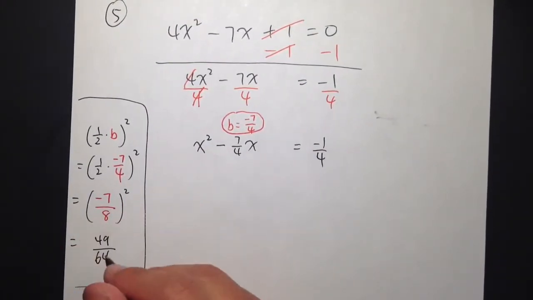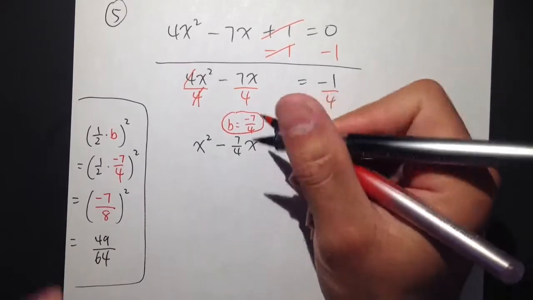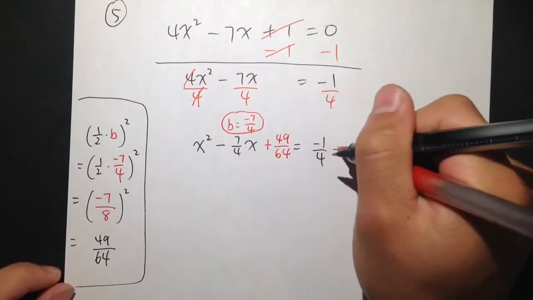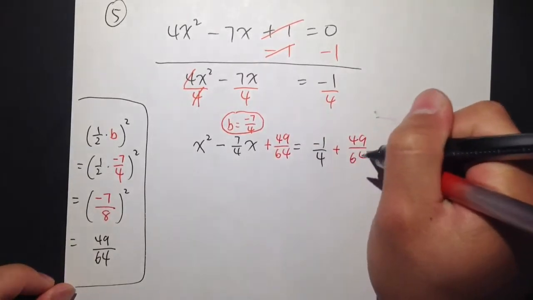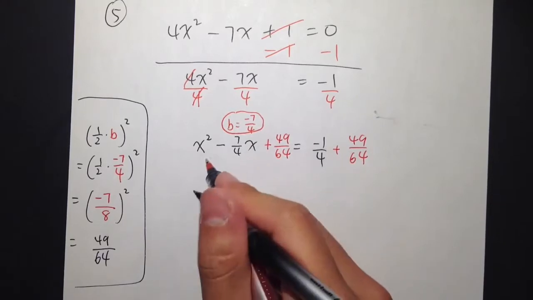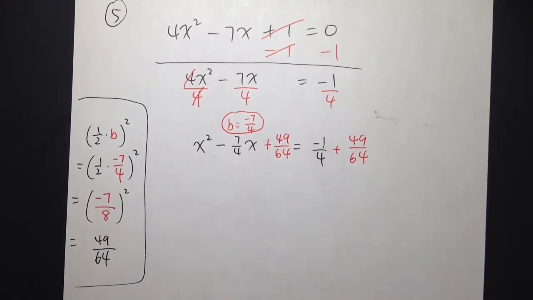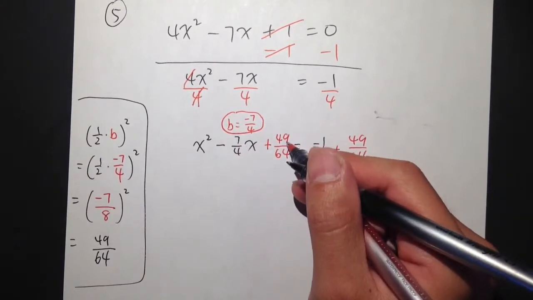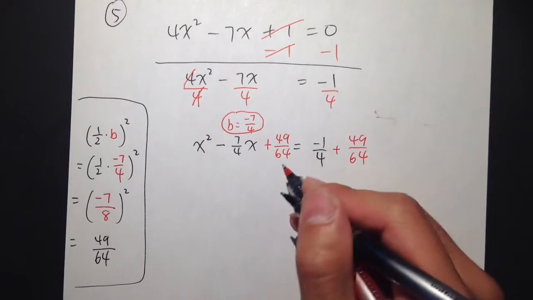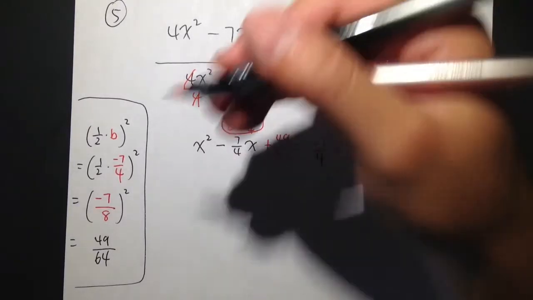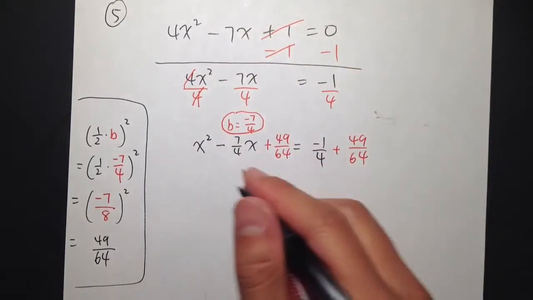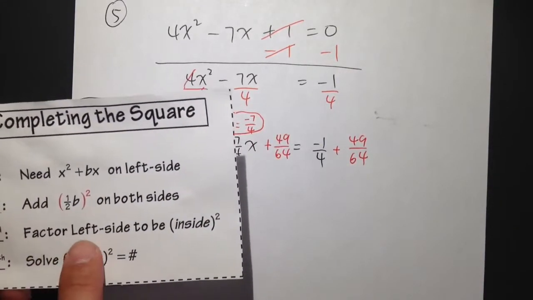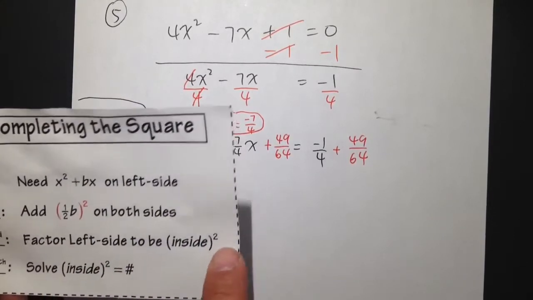So this number is a number that we are going to add on both sides. So let me put down plus 49 over 64, and also plus 49 over 64. And now the left hand side looks pretty crazy because of the -7 over 4 right here, and also the 49 over 64 right here. But if we are doing these two steps correctly, the left hand side is always going to be factorable. We should always be able to factor out the left hand side to be something inside to the second power.